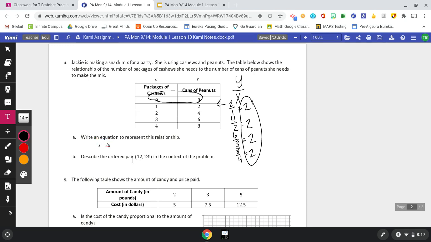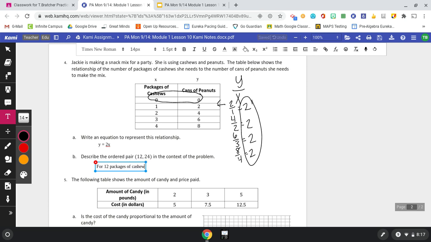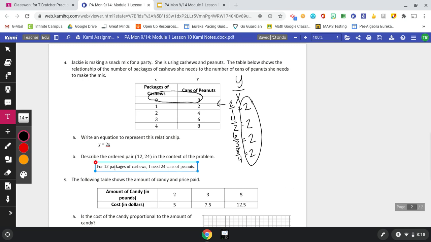And then it's asking us to just describe the ordered pair. Remember, the x value is first and the y value is second. So my x, if you don't know what that's talking about, it tells us in the table. So that means for 12 packages of cashews, I need 24, and then our y value is talking about cans of peanuts. Again, making sure you understand what the problem is talking about is very, very important.